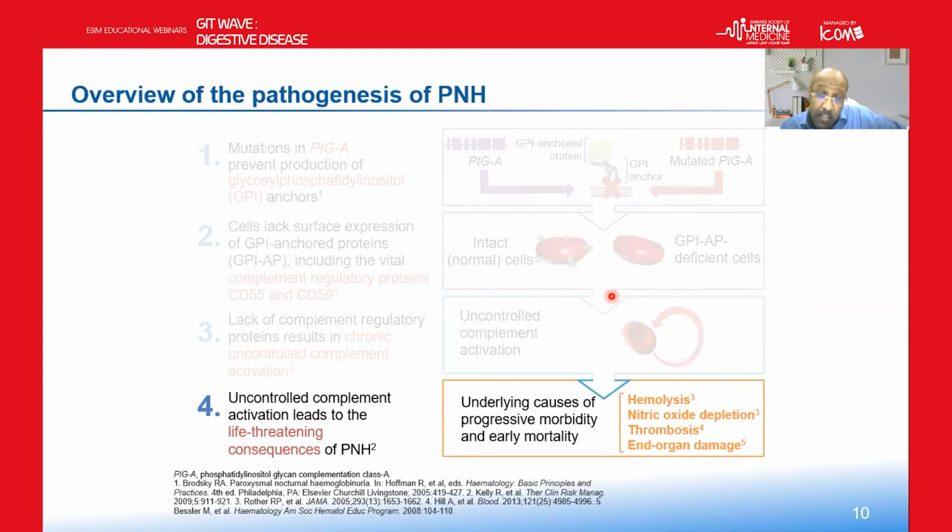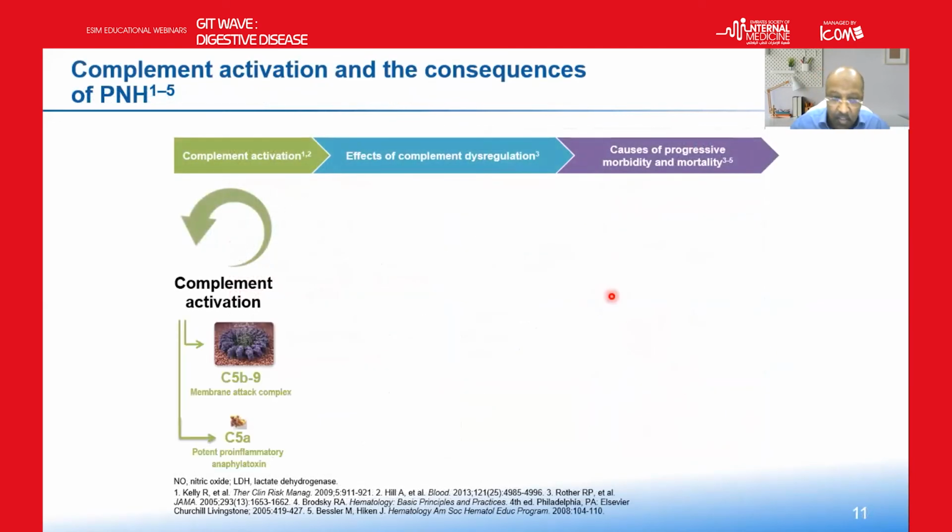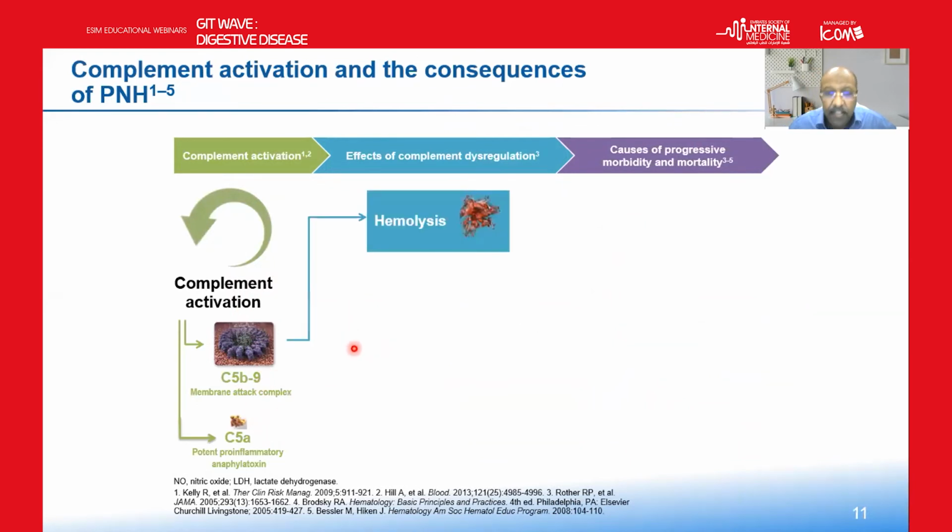The nitric oxide depletion is because of the free hemoglobin. The hemolysis is intravascular, so there will be a release of free hemoglobin in the circulation, and this will act as a scavenger for nitric oxide. And I will show you why this is important. So the complement activation leads to formation of the membrane attack complex, leading to hemolysis of the red cells, and then the free hemoglobin in the circulation acts as a scavenger for nitric oxide, which leads to a reduction of the level of nitric oxide in the blood.